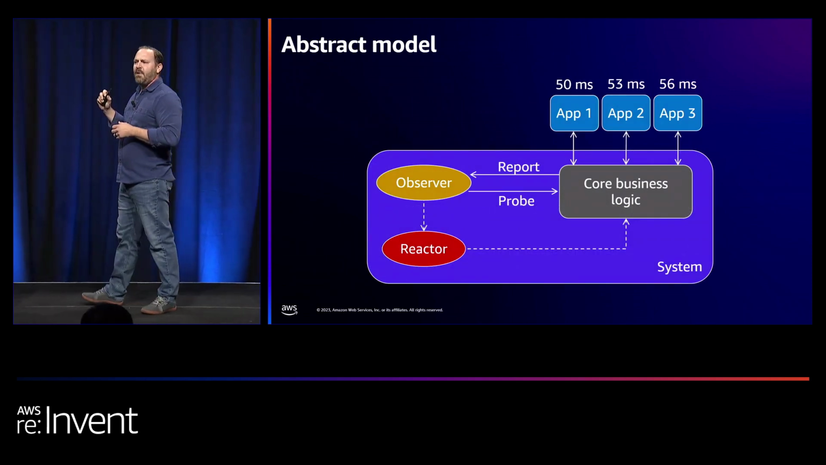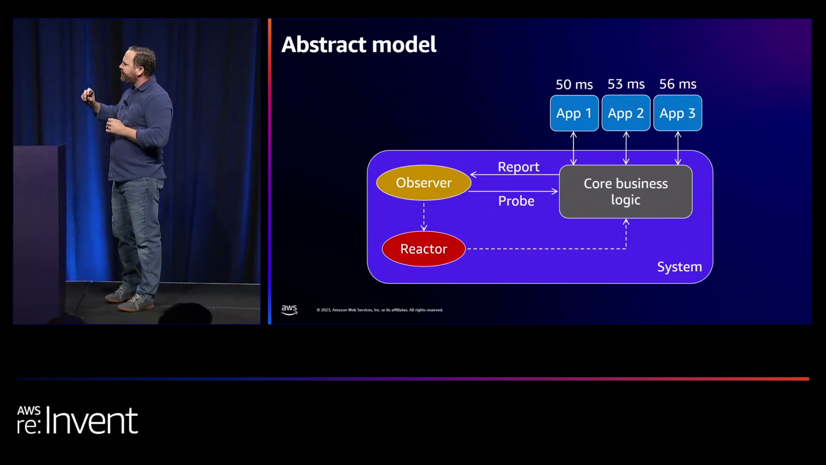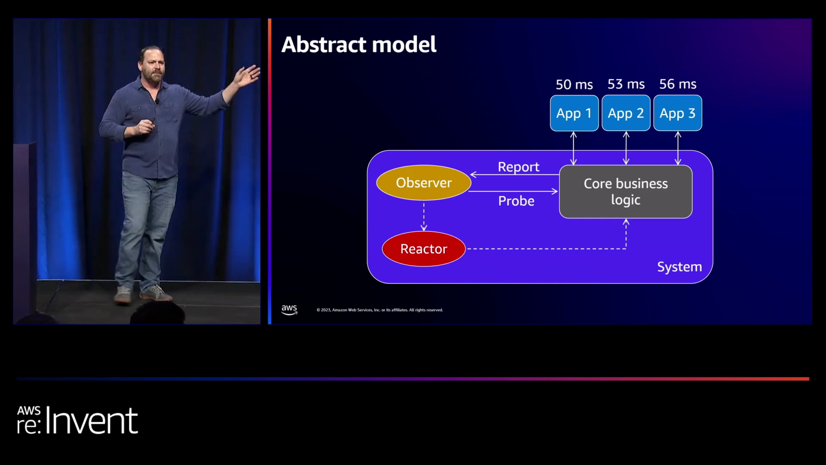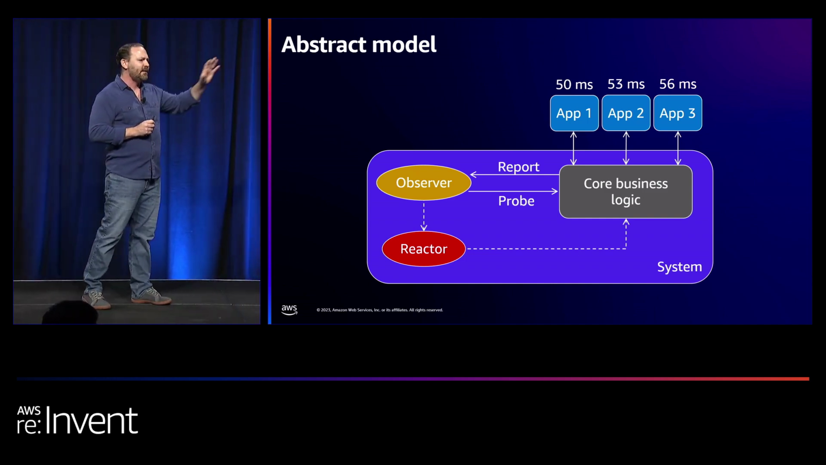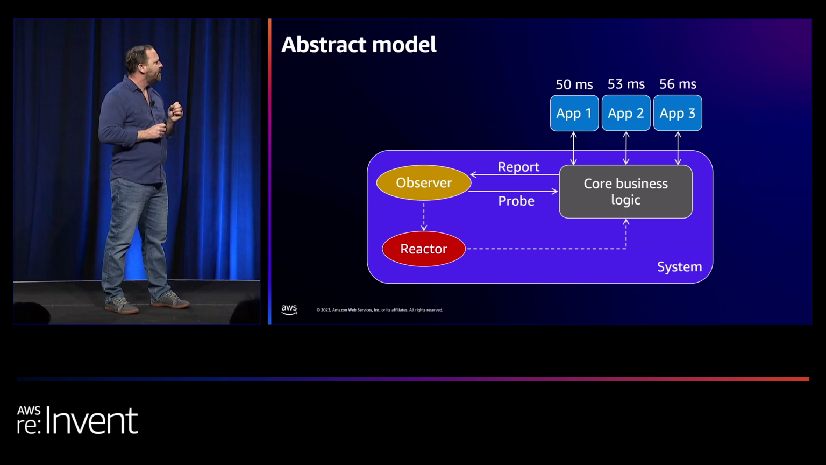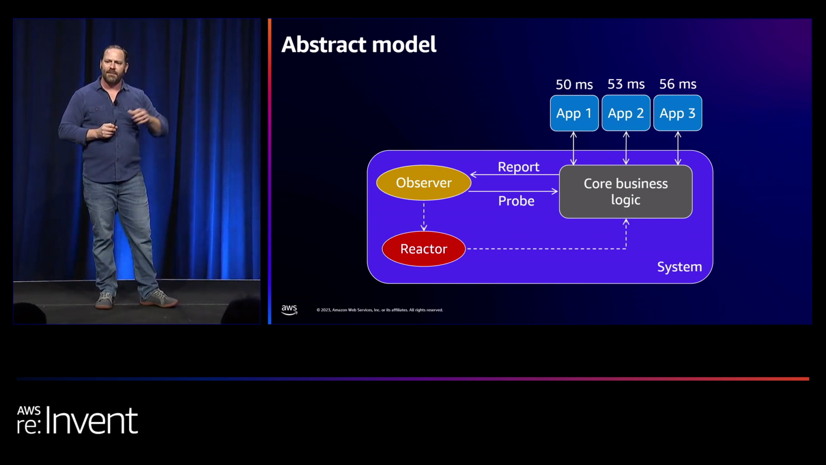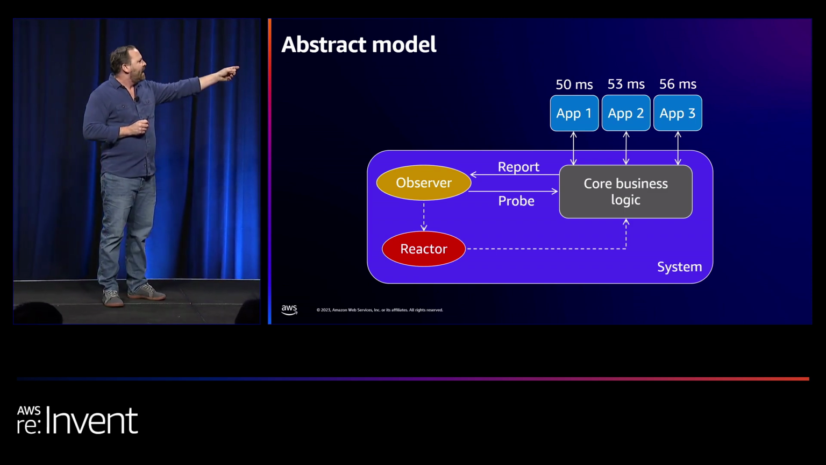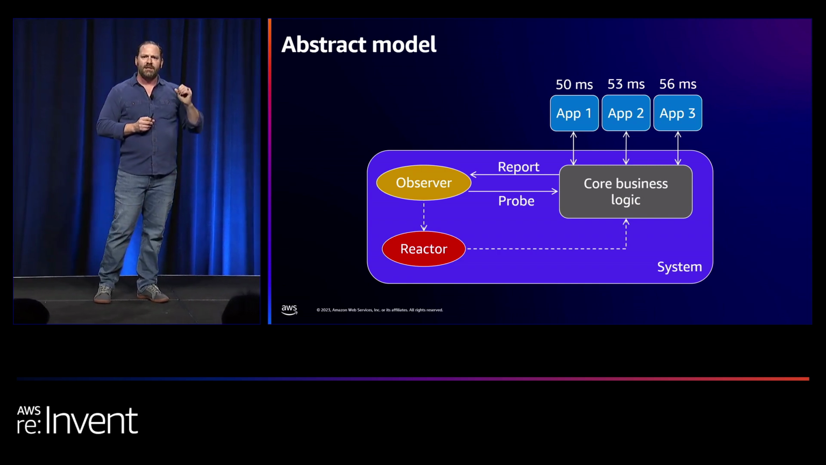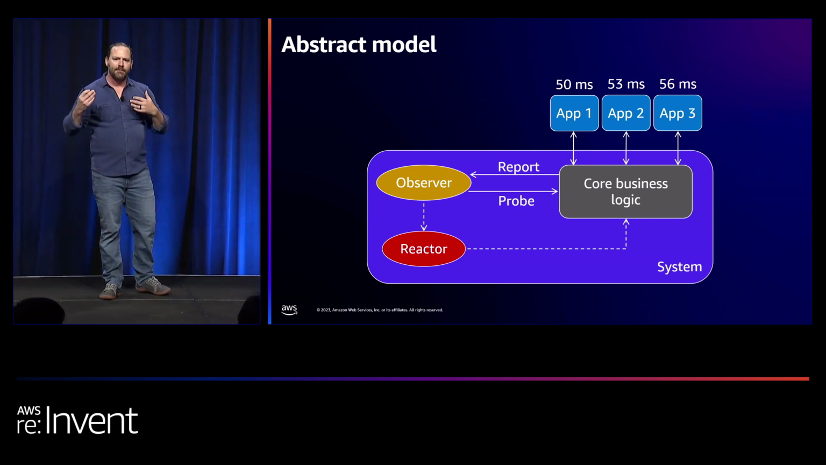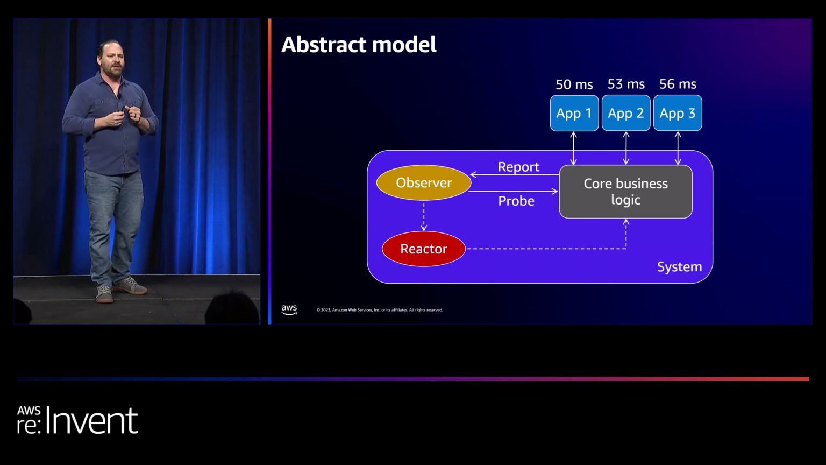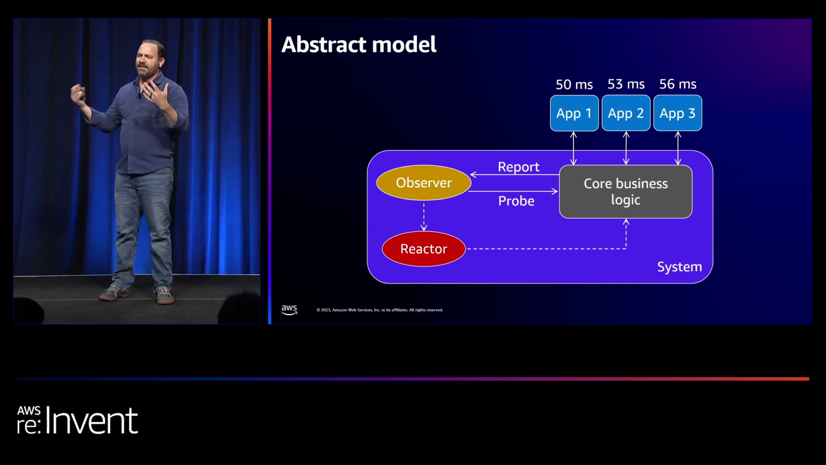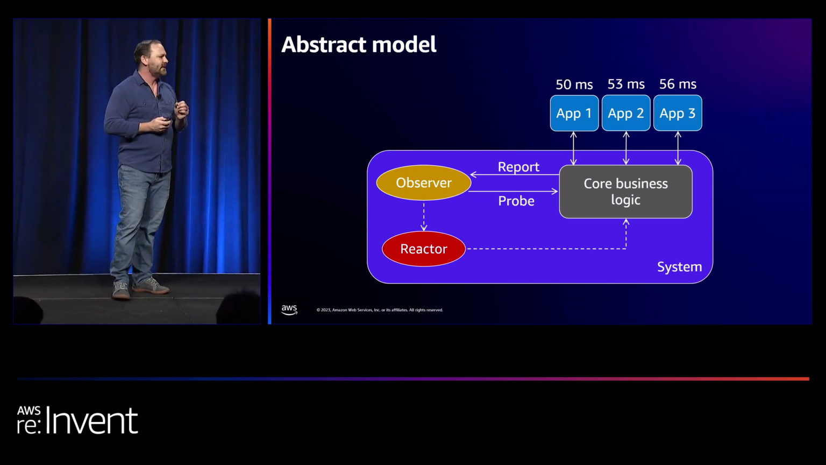Let's look at an abstract model to try to make this a little bit more clear. On the screen, we have a system, and it has some core business logic, right? The thing that it does for its customers. It also has an observer, which is going to be our failure detector. It may have metrics reported to it. It may pull metrics from the system. And then we have a reactor. And the reactor is the thing that's going to fix the problem when the observer detects it.